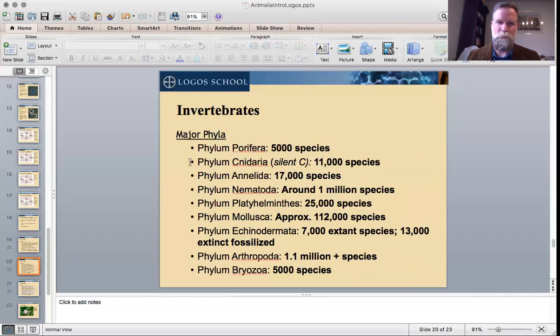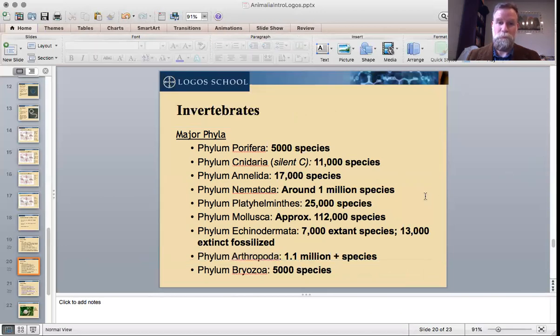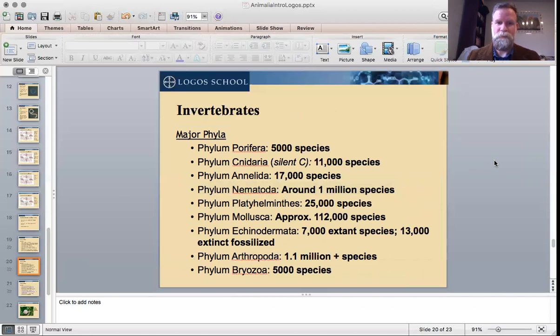Here's a little bit about their numbers in case you're curious. And so all of these species, several thousand at least, but notice the big ones here. Phylum Arthropoda, look at that, 1.1 million. Around the same for the nematodes. Lots of little parasitic roundworms out there. And some of these other ones might surprise you. 5,000 species of sponges, 11,000 species of cnidarians, over 100,000 species of mollusks.